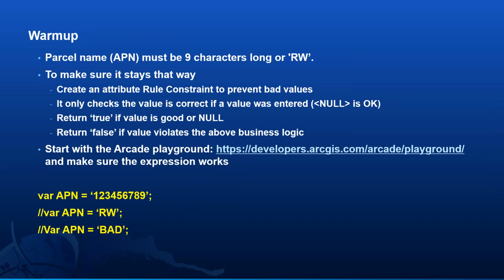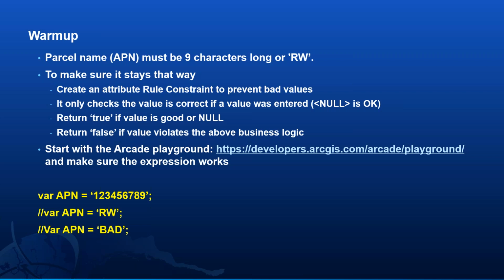So here's a warm-up exercise, everybody. Parcel name, which is sometimes called APN or PIN or however you call it, must be 9 characters long for the data set that you got. Or it could also be called RW. To make sure it stays that way and nobody enters values that are 8 characters long or 10 or other values, we need to create an attribute rule constraint rule to prevent those bad values from being entered.